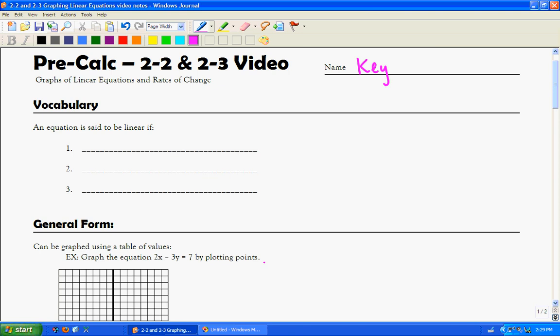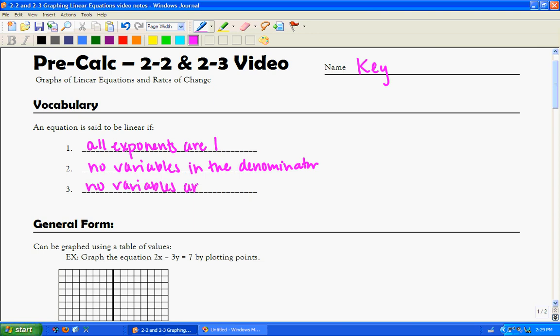an equation is said to be linear if all exponents are 1, there are no variables in the denominator, and no variables are multiplied together.